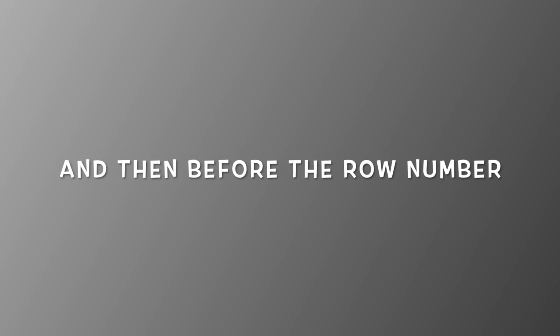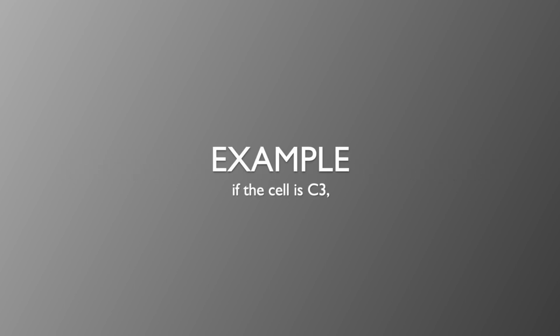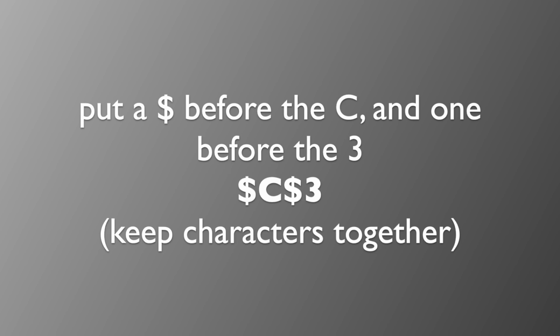In your formula, you put a $ sign before the column letter and before the row number. For example, if the cell that you want in every formula is cell C3, in your formula, you put $ before the C, $ before the 3. So it's $C$3. Keep the characters together. So when you copy and paste that, C3 will be a part of every formula, but the other parts of the formula will update as what normally happens when you copy and paste. And that's it. Next, I'll just give a longer explanation if you want it with an example.